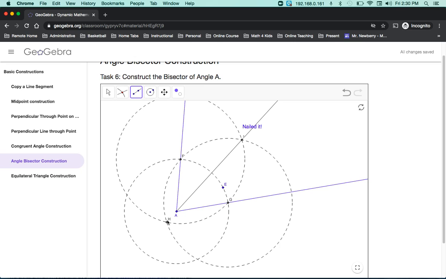And yes, they look more confusing the more we do these, but again, I'm looking for these circles that you're drawing because that's showing me that you are constructing it correctly. All right, one to go. All right, equilateral triangle.